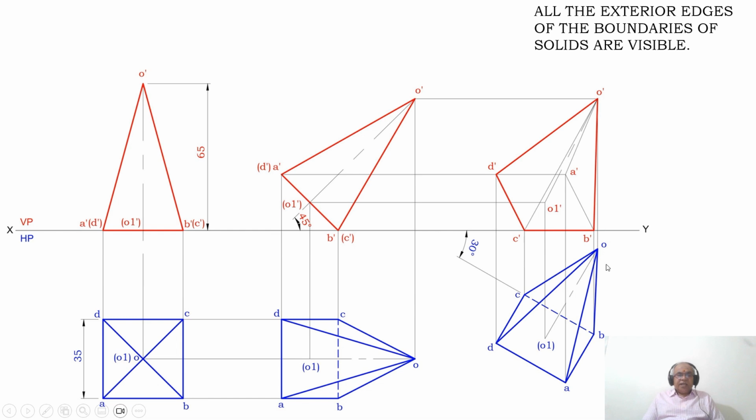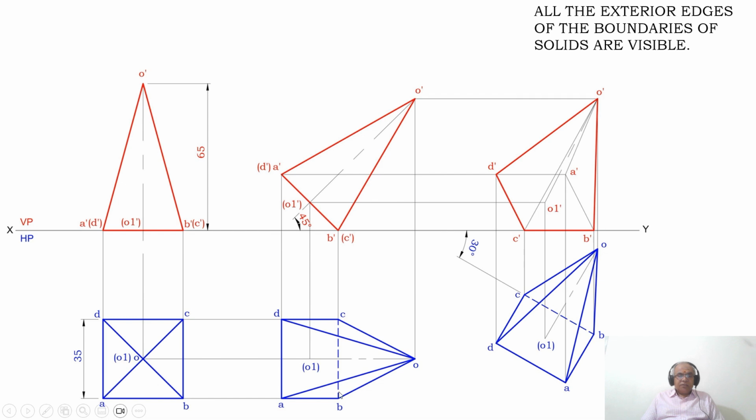Now, the next thing is the edge which is resting on HP is inclined to VP at 30 degrees. So how to go about doing that? To do that, first we need to check whether that edge is in true length or not. Since B dash C dash is parallel to HP, I am getting a true length in HP.